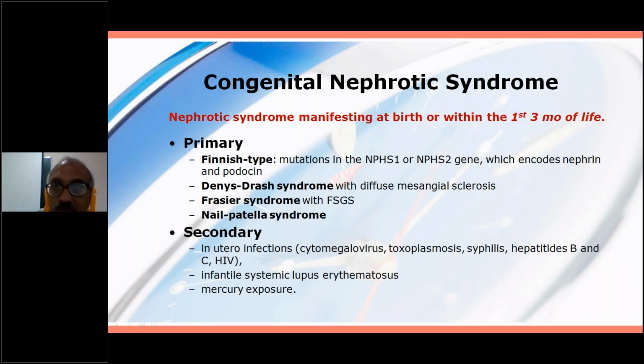Secondary also, so nephrotic syndrome may be secondary; that means it is congenital, but not from genetic causes. This happens with in utero infection, like cytomegalovirus in the mother. So the fetus is infected with diseases like hepatitis, and the fetal infection is also met with glomerulonephritis, because secondary glomerulonephritis, as I said in children, the same thing happens in the fetus also. Infantile SLE: because the mother has SLE, the fetus may also get SLE and develop nephritis. And if the mother is exposed to heavy metals and mercury, again the fetus may be affected. These are also congenital nephrotic syndromes, but not genetic forms actually.